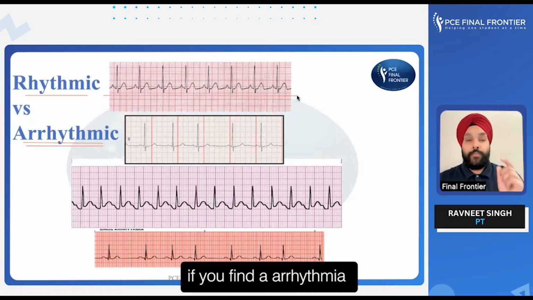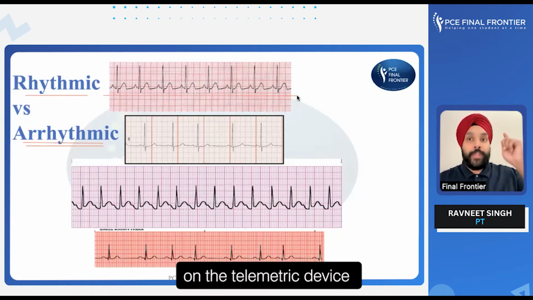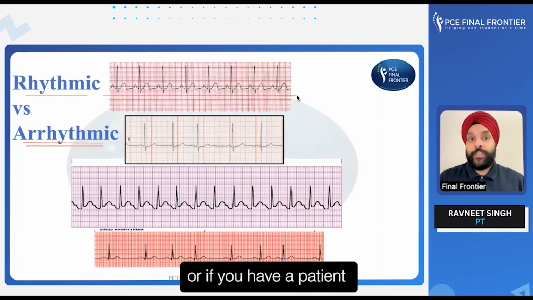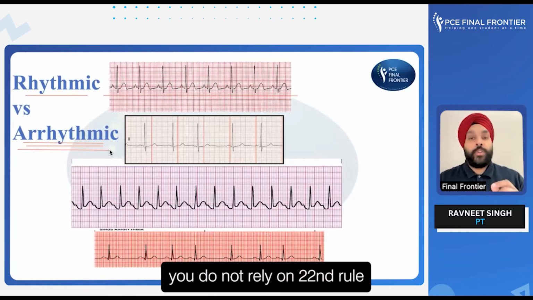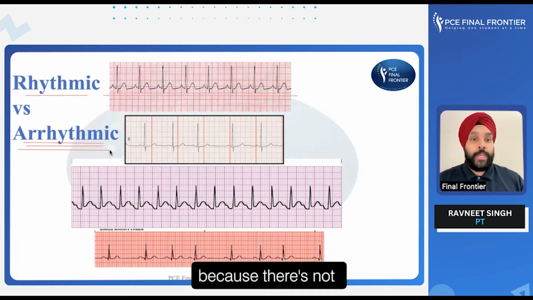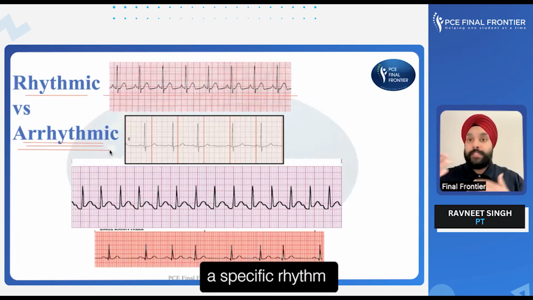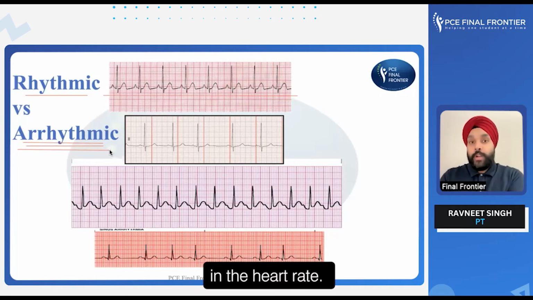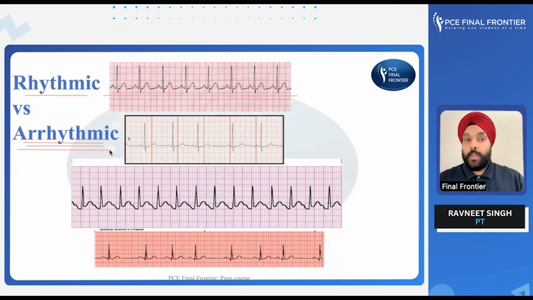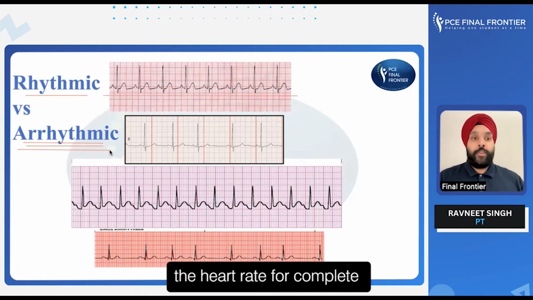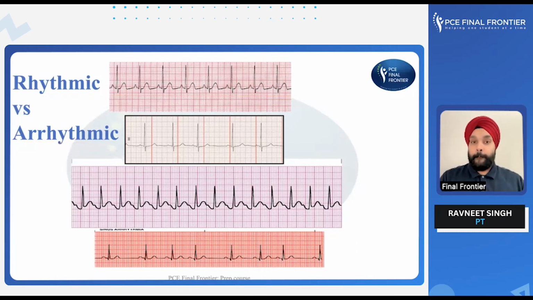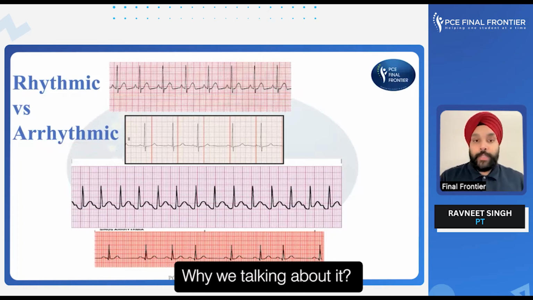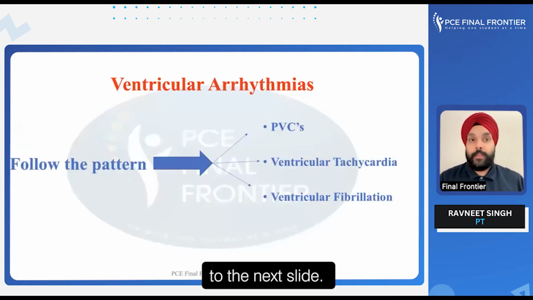But if you find arrhythmia on the telemetry device, or if you have a patient who has a history of arrhythmia, you do not rely on the 20-second rule because there's no specific rhythm in the heart rate. So you want to check the heart rate for the complete 60 seconds. Why are we talking about it? Let's move on to the next slide.